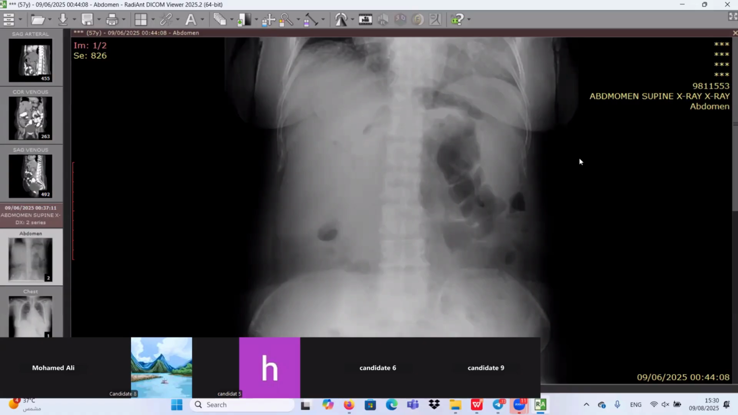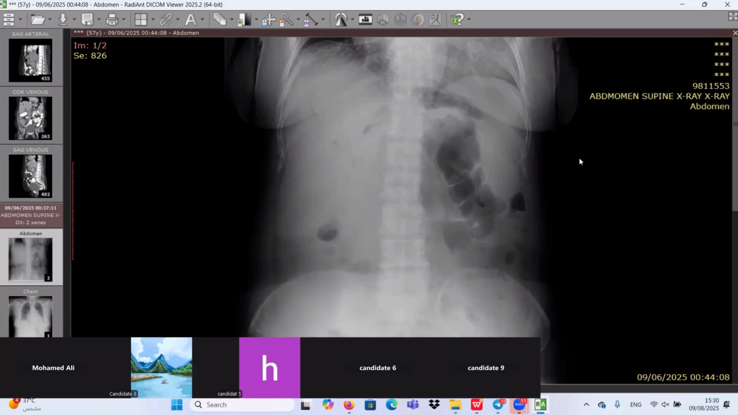I cannot see gallstones. We don't have any gallstones. There is no obvious splenomegaly. The bones appear unremarkable. We don't have any lesions, and no signs of pneumoperitoneum. Very nice. So as you said, we have a branching linear lucency overlying the liver.